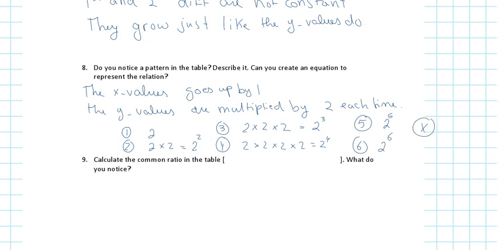So my equation is y equals 2 to the power of x. Because when I fold it once, it's 2 to the power of 1, right? When I fold it twice, it's 2 to the power of 2. When I fold it 3 times, it's 2 to the power of 3, because I am multiplying by 2 each time.